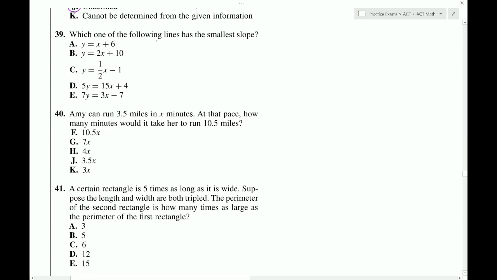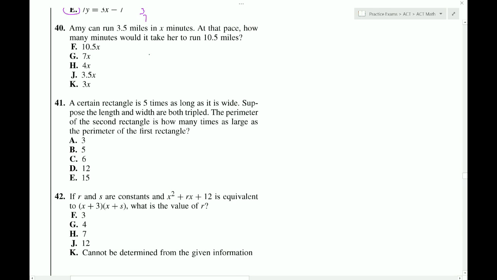Which of the following lines has the smallest slope? Right? So the slope is in front of the x. This is a slope of 1, 2, 1/2, 15. Whoops, actually these are not in standard form, so we have to divide by 5 here, and that will give us a 3. Divide by 7 here, it gives us 3/7. So 3/7 is the smallest number there.